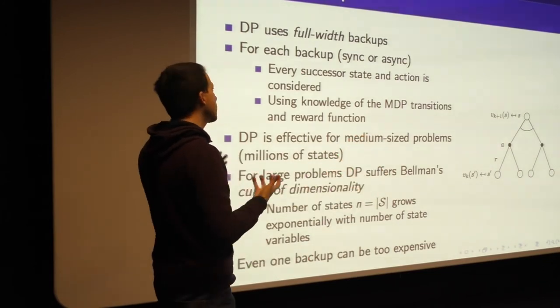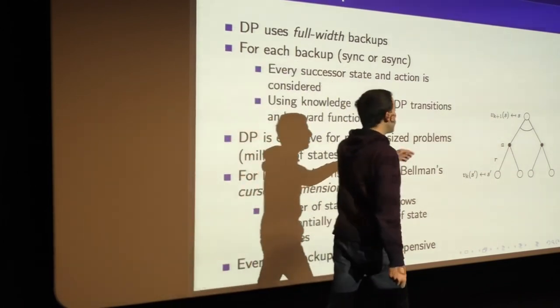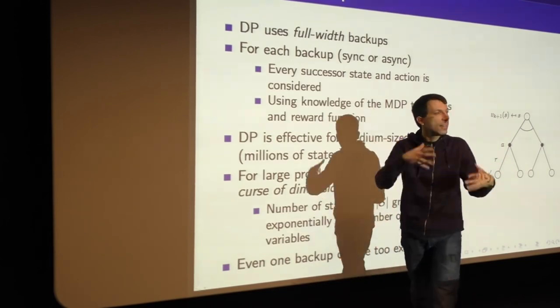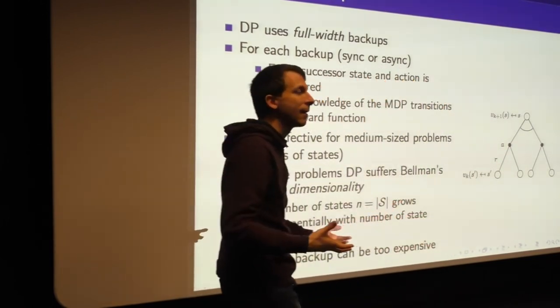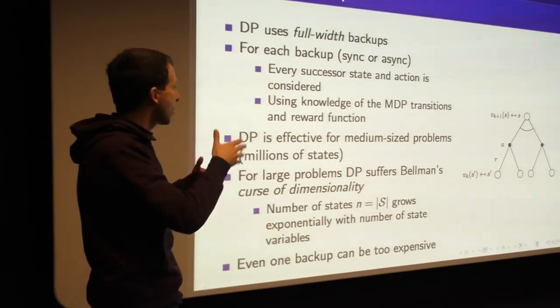And there's a second drawback, which is that in order to do this look-ahead, we need to know the dynamics of the system. We need to know where the wind will blow us. We need to know exactly those probabilities. We're doing planning. And what we're going to look at in future lectures is how to solve this problem.